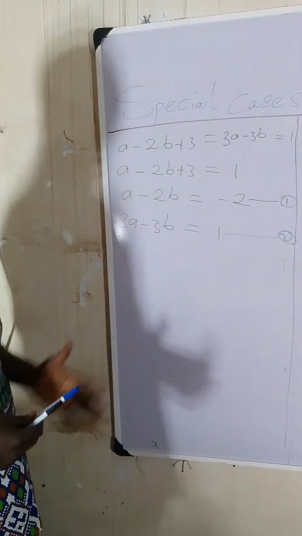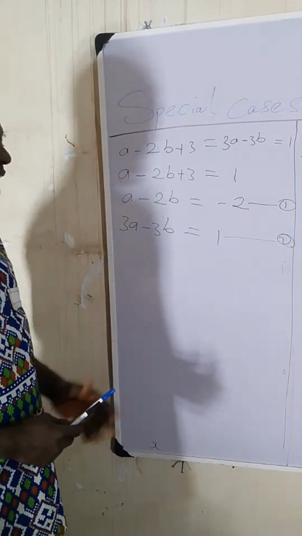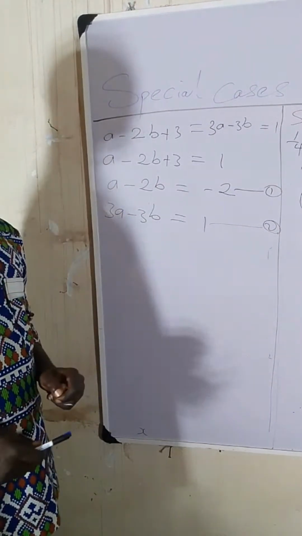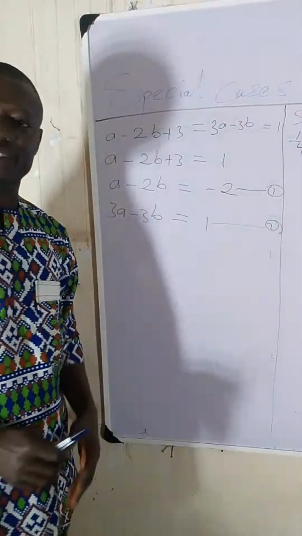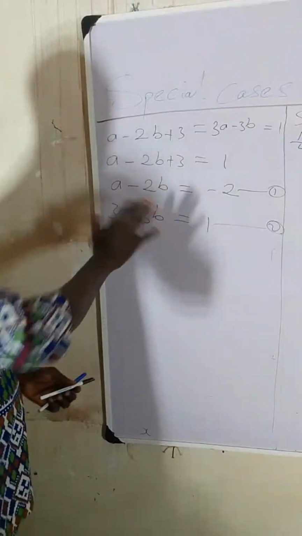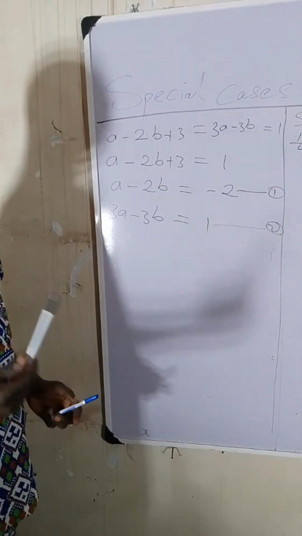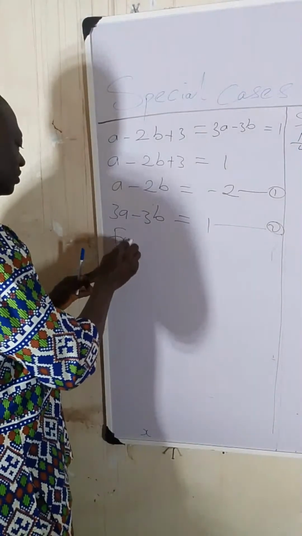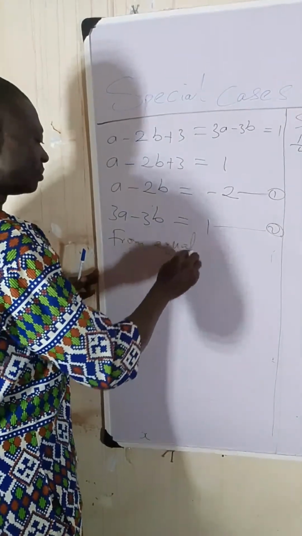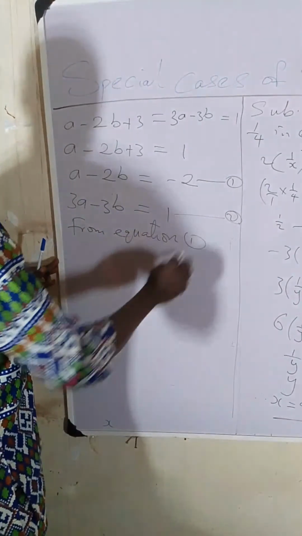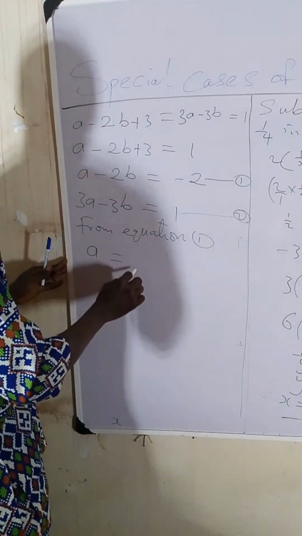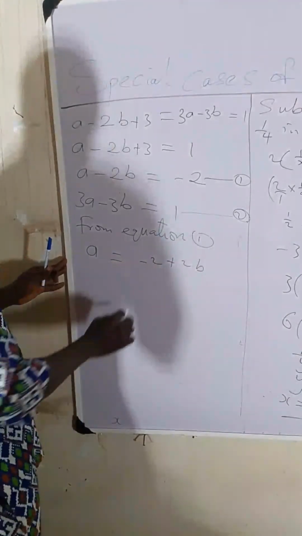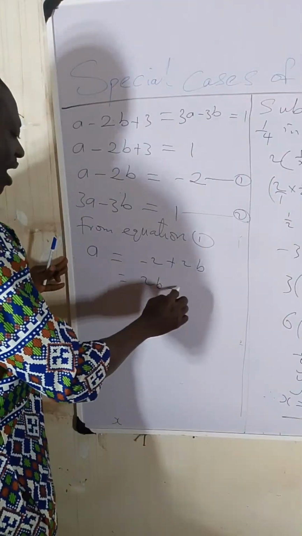Can you see? By the way, do we have equal coefficient? Can we use the elimination method? We don't have equal coefficient in B, we don't have equal coefficient in A. But since we used the elimination method to solve the first one, let us use the substitution method to solve this. Remember, I told you before that the substitution method is better used when we have a coefficient of 1 in equation 1. From equation 1, what we have to say there is A is equal to minus 2 plus 2b, which is the same as 2b minus 2.